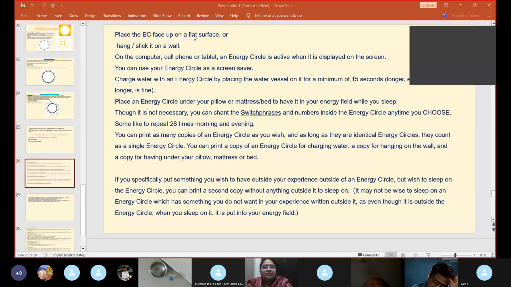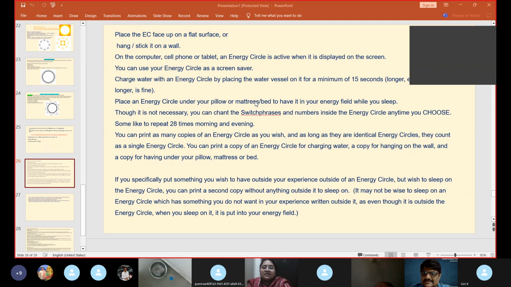Along with that, when you make an EC on a flat surface and keep it on a tabletop, you can charge water over it. You can keep a glass, a bottle, a jar, or even stick the EC on the sides of a bottle to charge water with. And it needs only 15 seconds to charge the water. But to be on the safer side, what do we suggest? Keep it for at least 3 minutes. That will charge the water irrespective of whatever emotions you may have charged it with while holding the water in your hand, right? Along with that, we can place the EC under a pillow or a mattress.